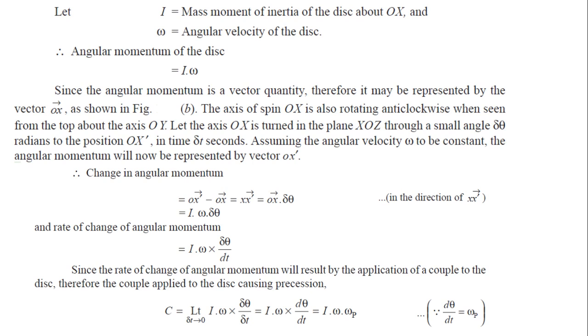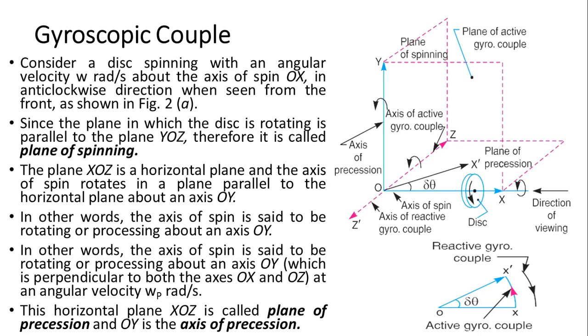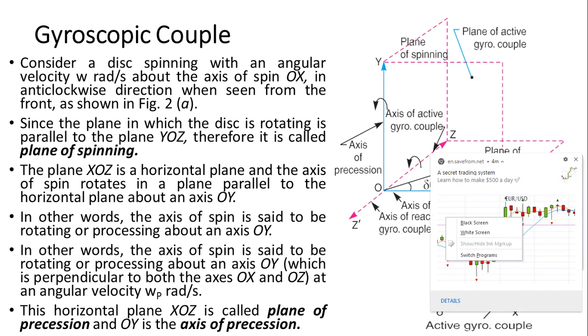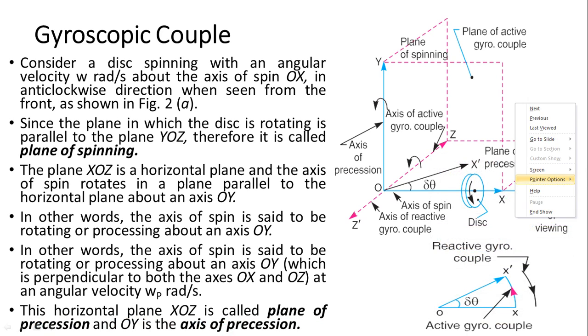Let us consider I as the mass moment of inertia of the disk about OX, and omega the angular velocity of the disk. You know that the angular momentum of the disk is I omega. Since angular momentum is a vector quantity, we need to represent it along OX. Taking the normal vector and a left turn from x to x dash, in this manner you get the active gyroscopic couple, and the opposite direction will be nothing but the reactive gyroscopic couple.